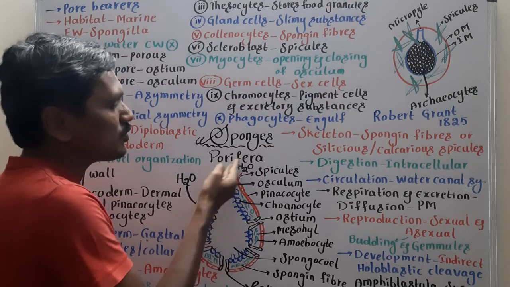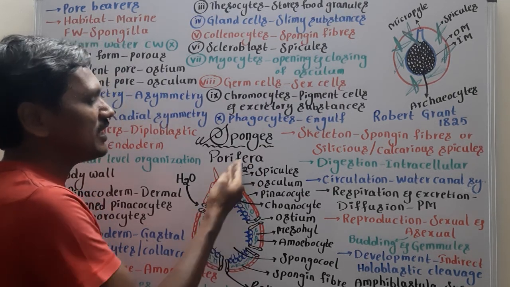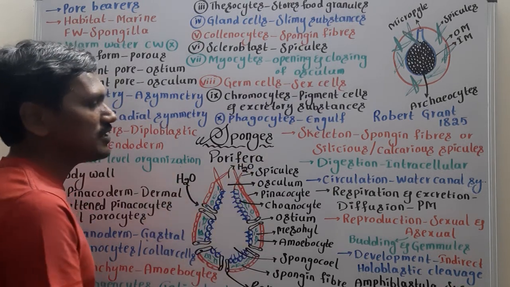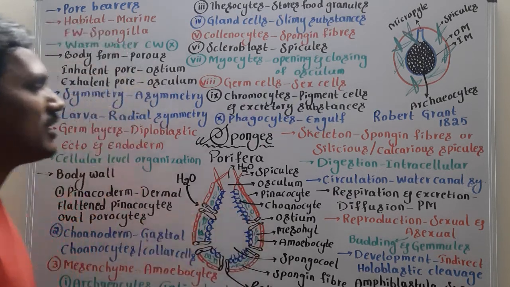And when the water is going out, it takes out the extra or unnecessary gases and excretory material also. So this type of circulation is called the water canal system. Here blood is not established, that's why the water canal system is present.